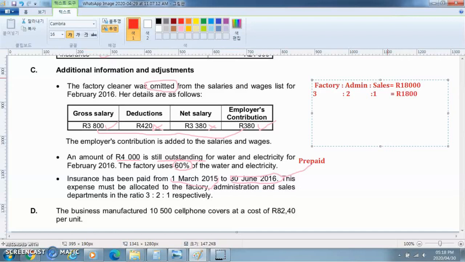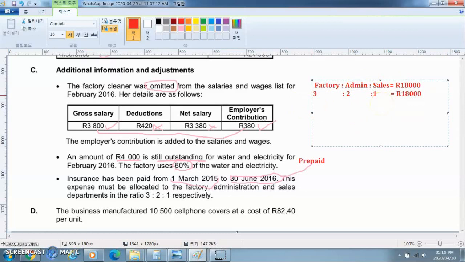Remember, you don't have to put this. I'm just writing this for clarity, so you understand this better and you're able to do it on your own. Okay, so basically we are saying out of the 18,000, we have a portion for factory, which is 3. We have a portion for administrative, which is 2. And then we have a portion for sales, which is 1. You get it? So if you work this out, the next step now will be to add the ratio.